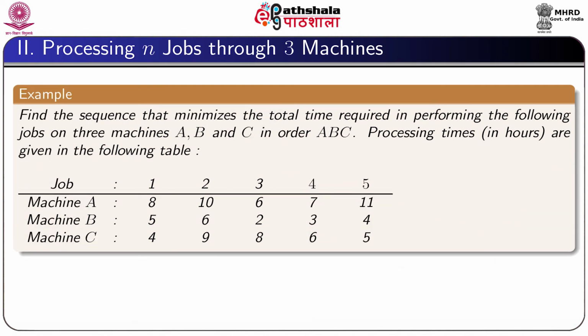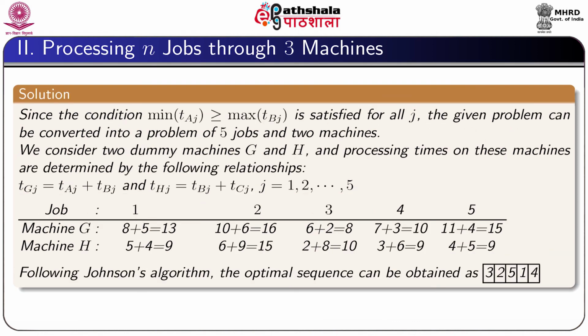Now, let us take an example and see how this algorithm works. Find the sequence that minimizes the total time required in performing the following jobs on 3 machines in the order A, B, C. Processing times in hours are given in the following table. Since the condition minimum Taj is greater than or equal to maximum Tbj is satisfied for all j, the given problem can be converted into a problem of 5 jobs and 2 machines.